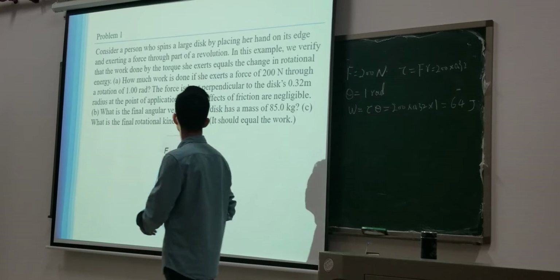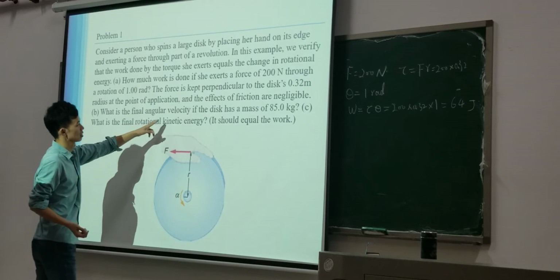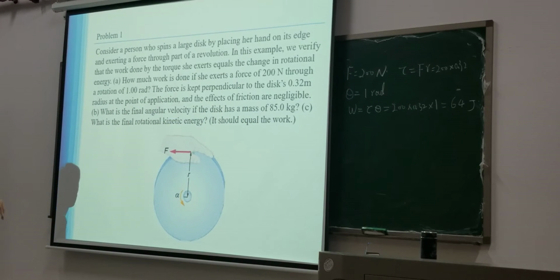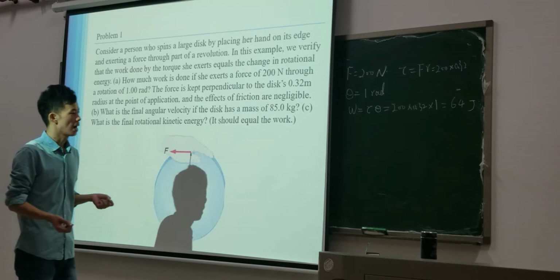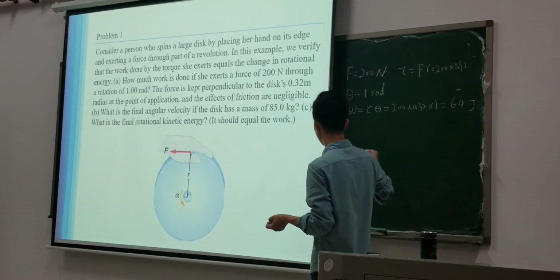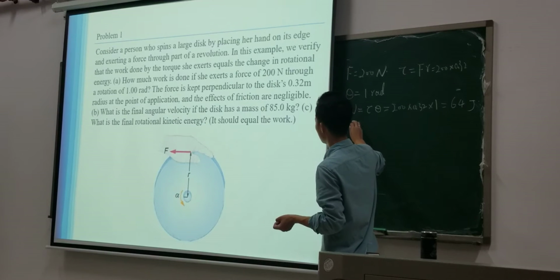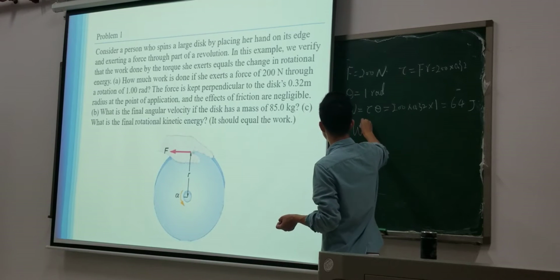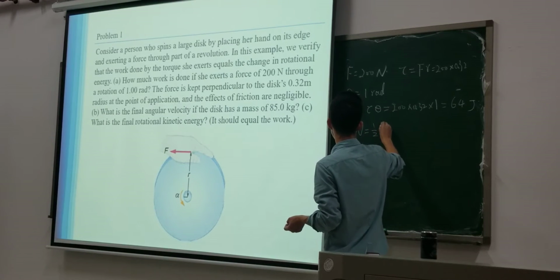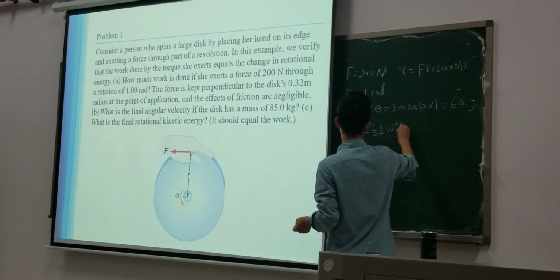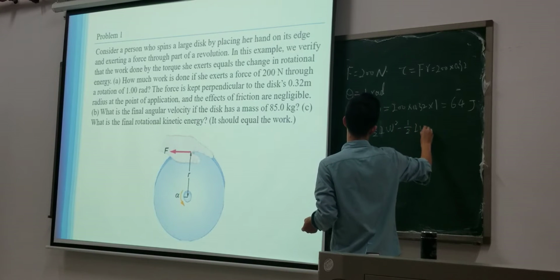And the second one, what is the final angular velocity if the disc has a mass of 85 kg? So it asks us to find the angular velocity. We already know the work, so we should use the kinetic energy theorem. The W is equal to half I omega square minus half I omega 0 square.